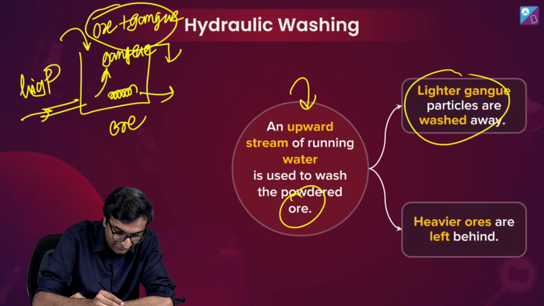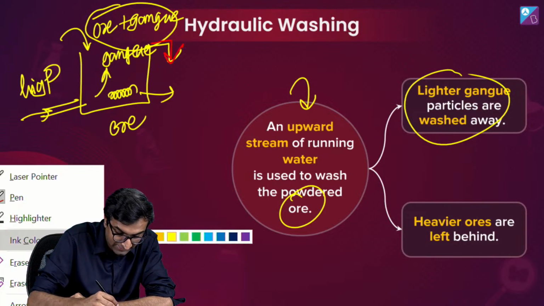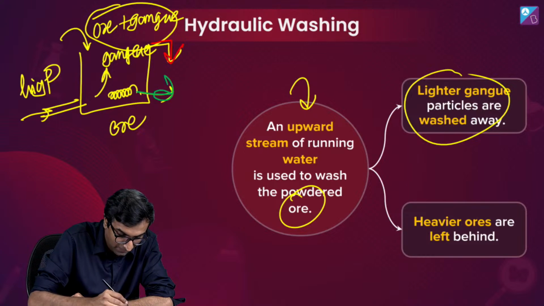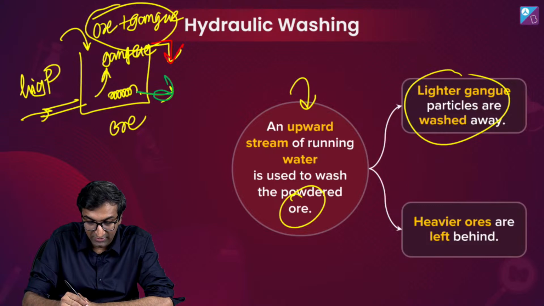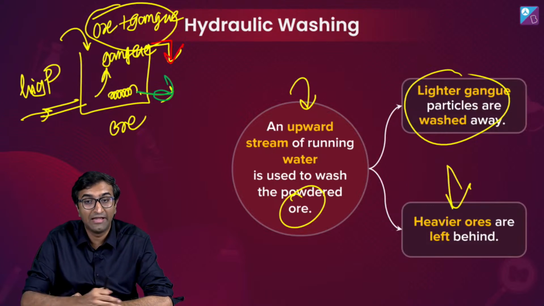What do you not want? Something that's red. तो यहाँ पे रखते हैं. What do you want? Something that's green. So यहाँ पे रखते हैं इसको green. ठीक है. I know red doesn't look very nice on this, but ठीक है, it's all right. Lighter particles get washed away and heavier ores are left behind. ठीक है. Any doubts here so far?